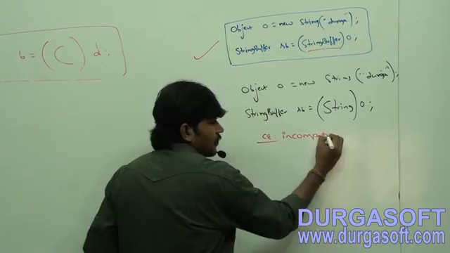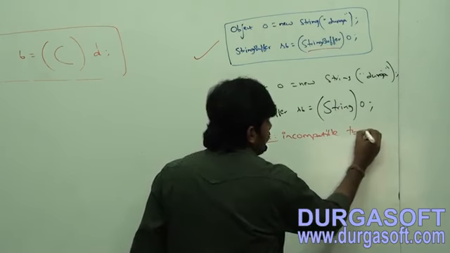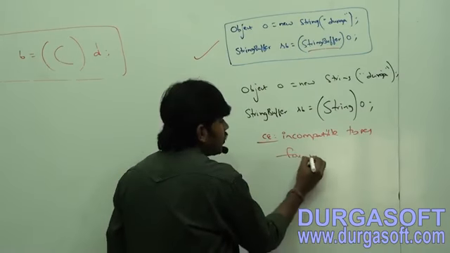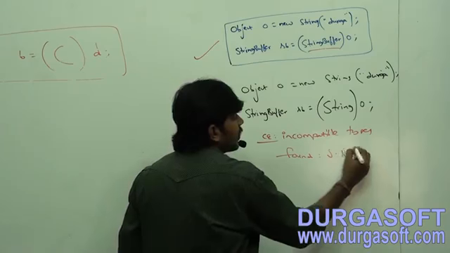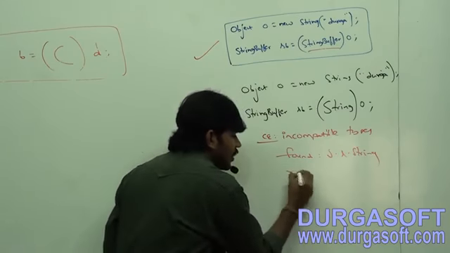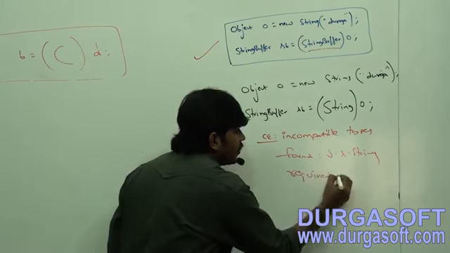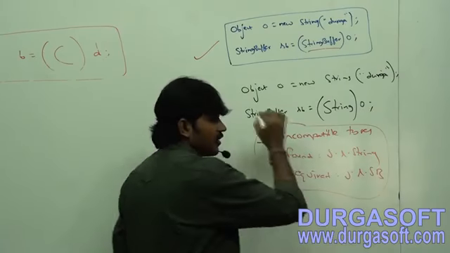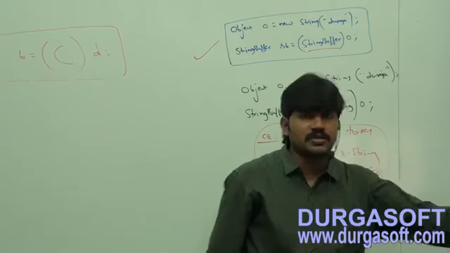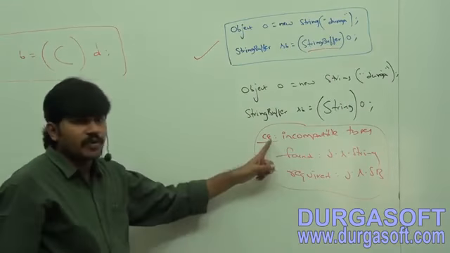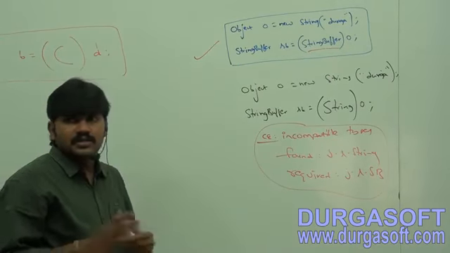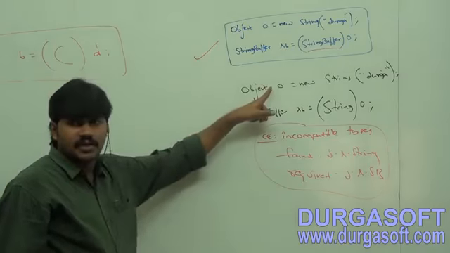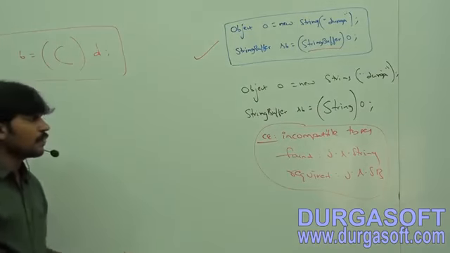Incompatible types. Found: java.lang.String, required: java.lang.StringBuffer. Are you able to understand? This is the compile-time error we are going to get by default, a clear indication that you people should be aware of. This is example 2.